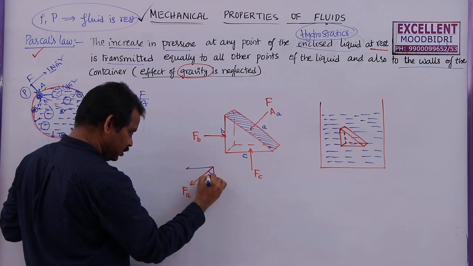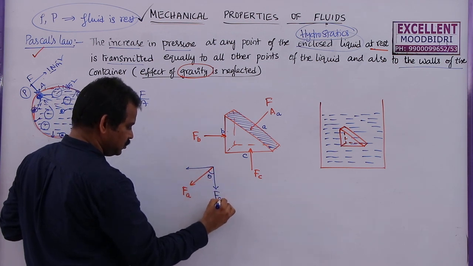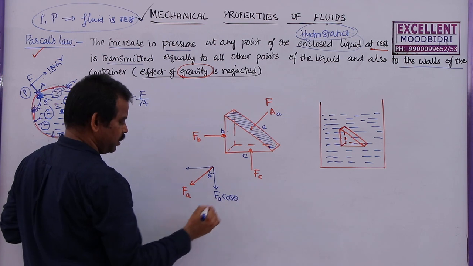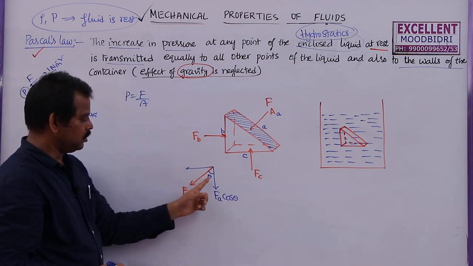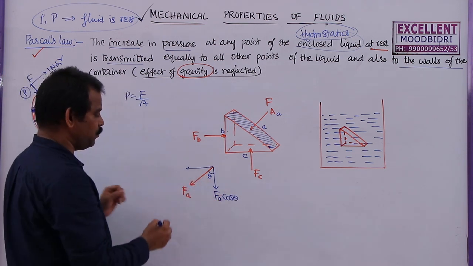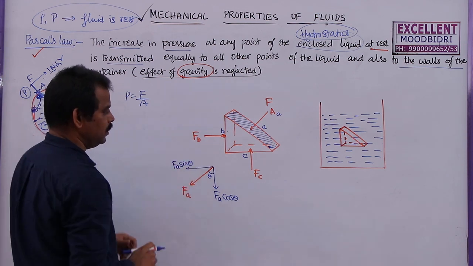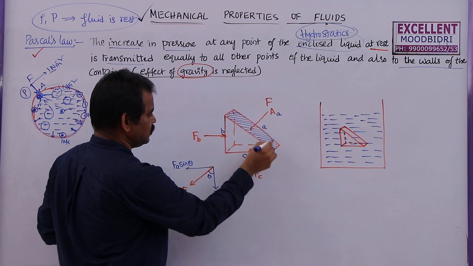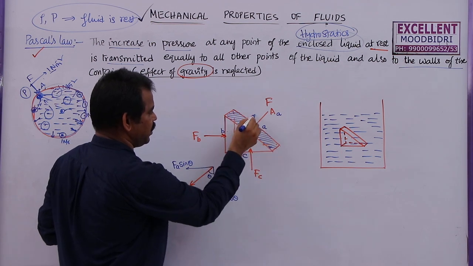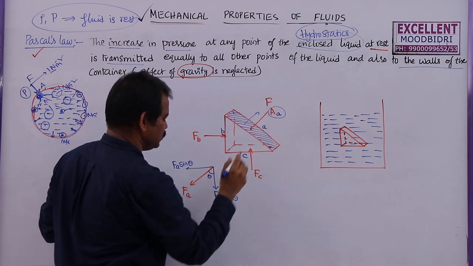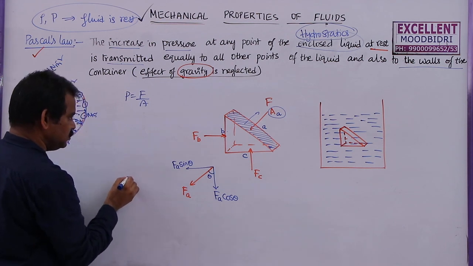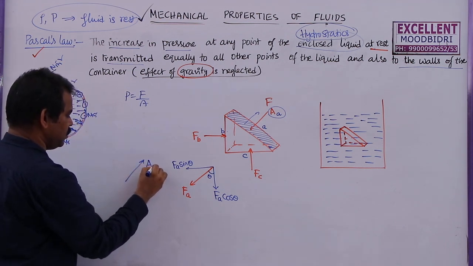If it is theta, what is the force here? This is FA cos theta. The component which is nearer to this theta will be the cos theta component, and this will be FA sin theta. Similarly, this is the area, a vector whose magnitude is AA. So now this is the area vector AA.